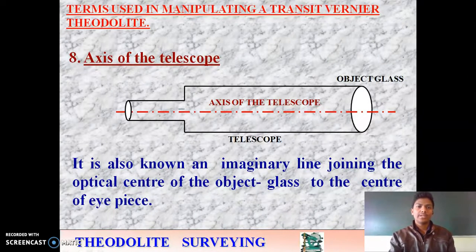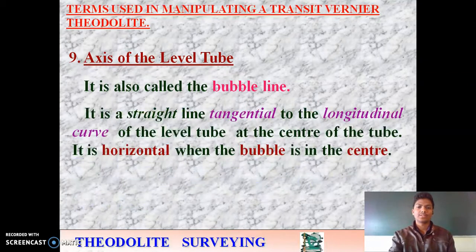Axis of the telescope. It is also known as the imaginary line joining the optical center of the object glass to the center of the eyepiece. Axis of the level tube. It is also called the bubble line. It is a straight line tangential to the longitudinal curve of the level tube at the center of the tube. It is horizontal when the bubble is in the center.